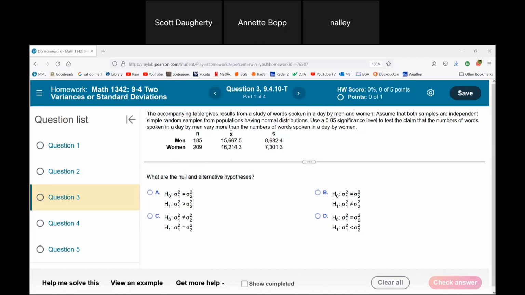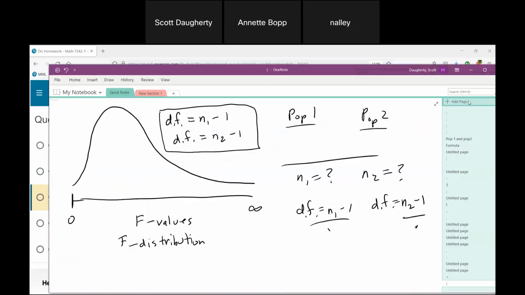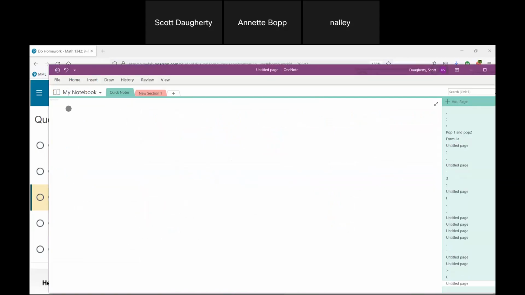Okay, so let's paint a picture of what's going on here.